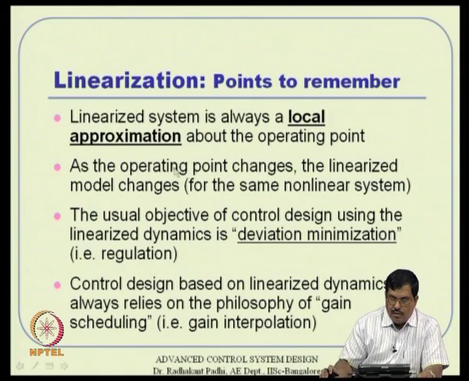I hope this is clear. We know how to do linearization, what the implications of linearization are, and how we make use of that. I think I will stop here for this lecture.